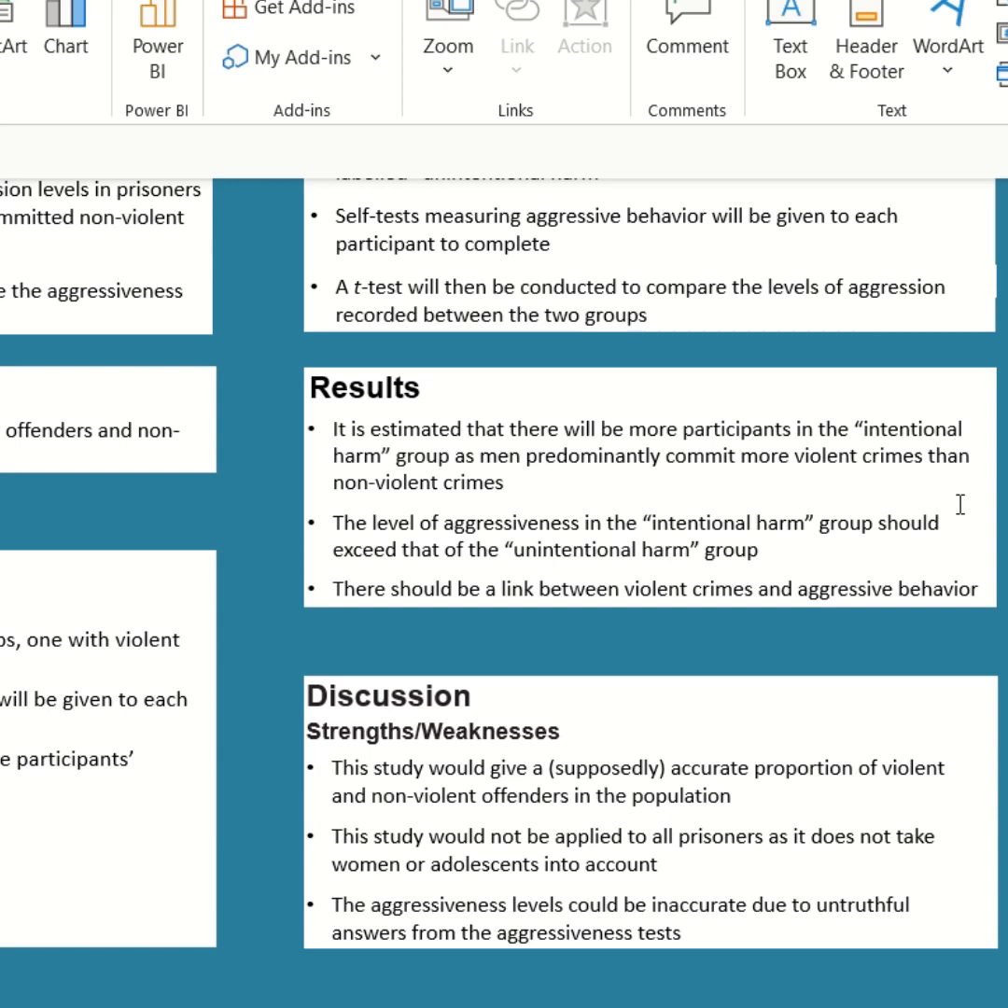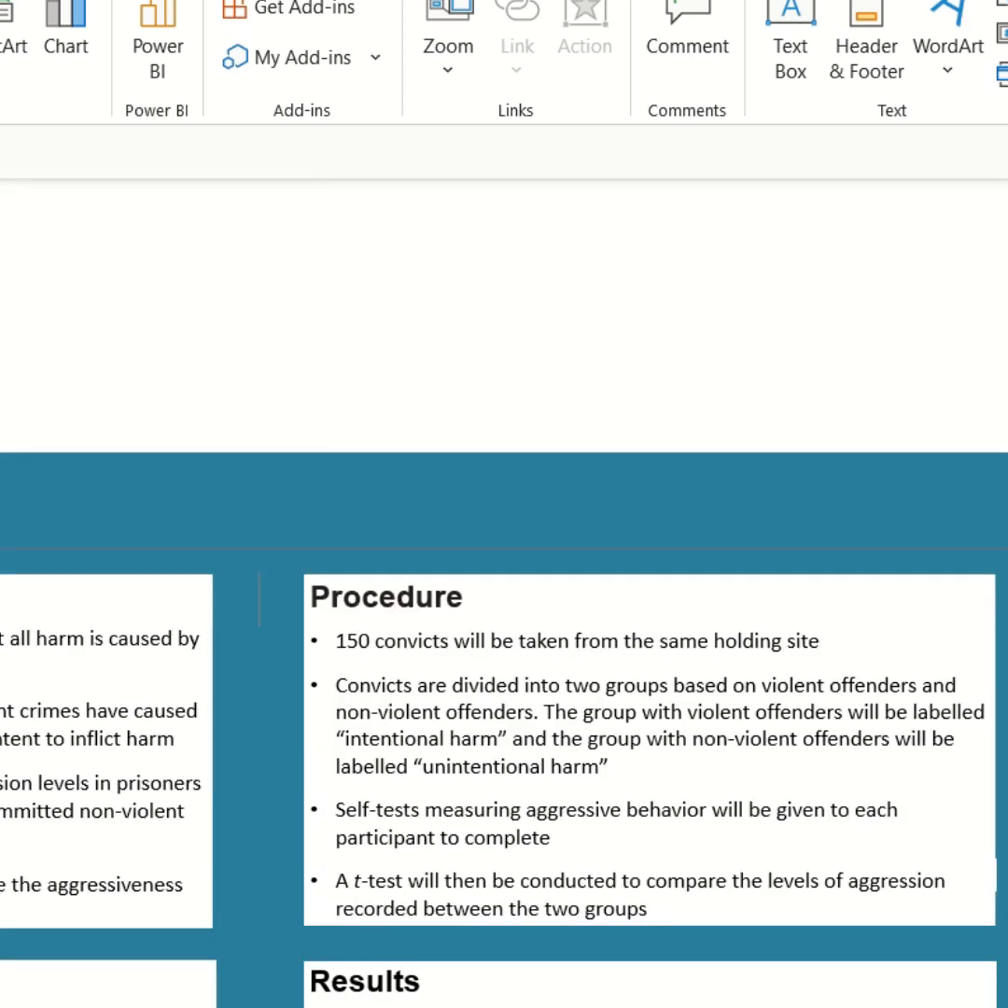The criteria for this is that they are currently convicted offenders, they are male, they are over the age of 18, and they are able and willing to give informed consent. For the procedure, 150 convicts will be taken from the same holding site. Convicts are divided into two groups based on violent offenders and non-violent offenders.